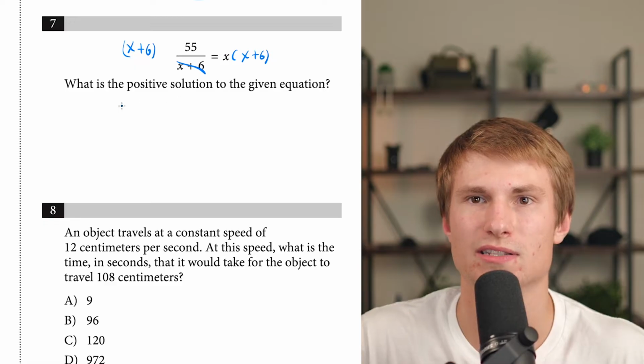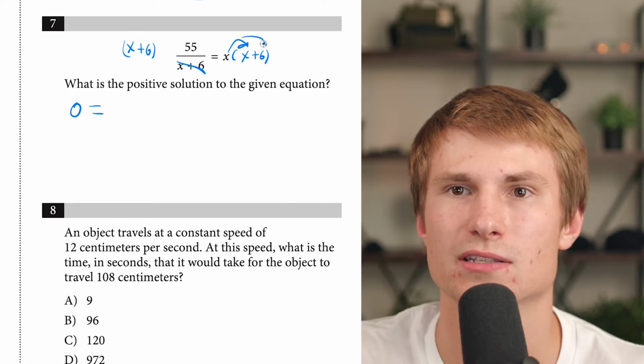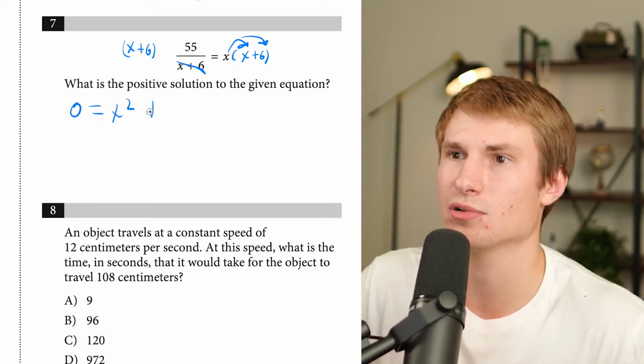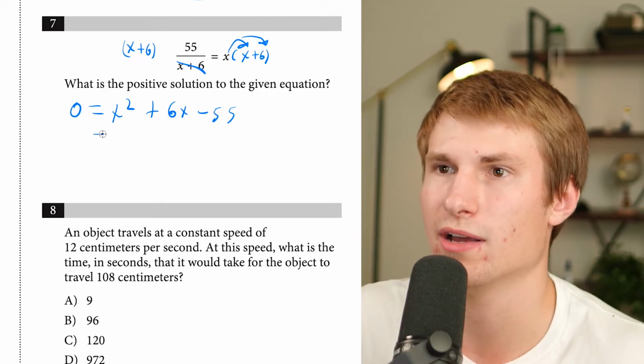Okay, from here, I'll go ahead and set it equal to 0. So I'll subtract 55 from both sides. I'll also go ahead and distribute this X to the X and to the 6. That'll give me X squared plus 6X minus 55 is equal to 0. From here, I'll go ahead and factor.